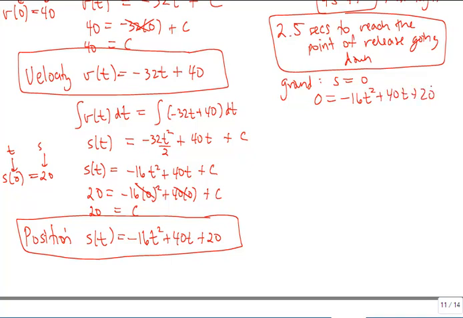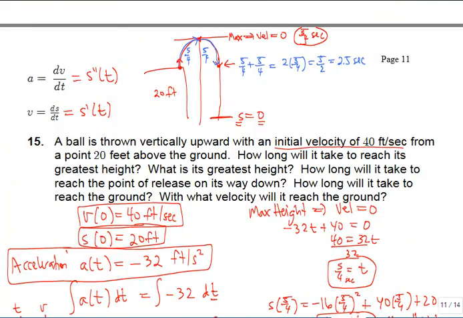Now unfortunately this is quadratic and it doesn't factor, so you would have to use the quadratic formula, negative b plus or minus the square root of b squared minus 4ac, all over 2a. I'm going to leave that for you to do. And the two times that you end up getting are negative 0.427 and positive 2.927. Obviously we don't want negative time, so the answer that we're looking for here would be 2.927 seconds. So that's going to be when it hits the ground. Okay?